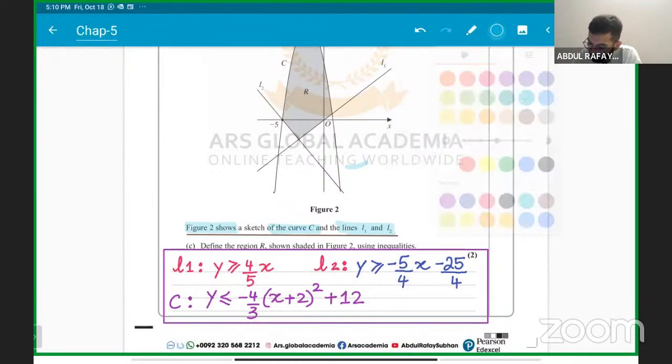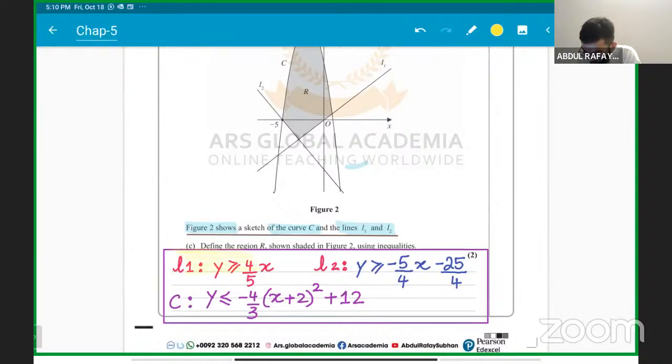Make sure you will get all the 2 marks if you're writing down the inequalities correctly, students. People got it? Any questions, students? Anyone? Any doubts? Let me know.